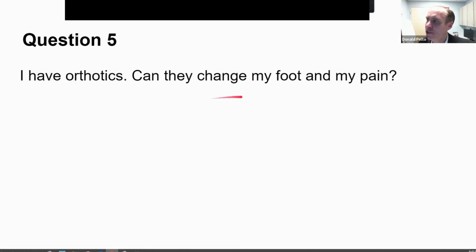I have orthotics. Can they change my foot and my pain? Dr. Saviat, can they change the foot and your pain? I don't think they can change the foot, but I think they can help the pain a little bit. Well, they can help the pain. They can structure the foot.